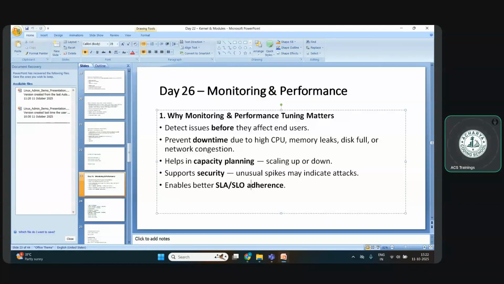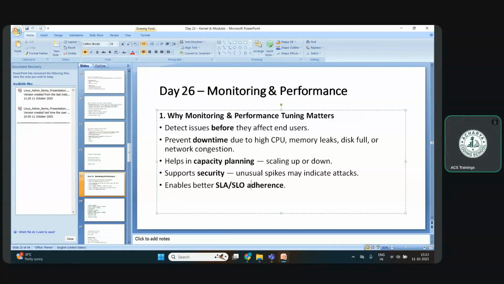If you are getting high CPU, then we troubleshoot and work on the monitoring. It also helps in capacity planning and mainly helps us in scaling up and scaling down depending upon our load. For example, if traffic increases, obviously our load increases. So based upon that, we can scale up and scale down the resources.